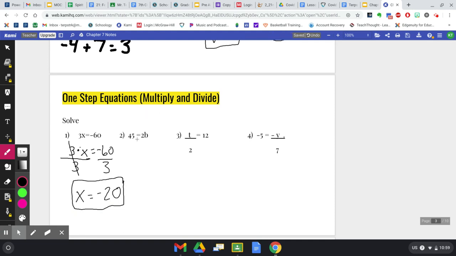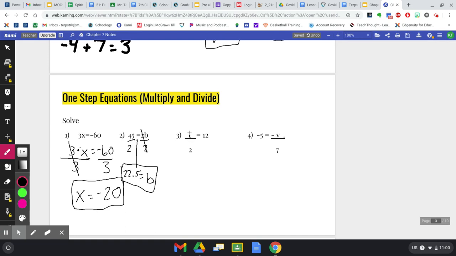Here, right, this is 2 times b. So I'm going to divide both sides by 2, right? That would leave me with 1b. And that's going to be equal to 45 divided by 2, right? And here's not a nice clean answer, right? It's going to end up being a decimal. So when I divide 45 by 2, I get 22.5 for b.